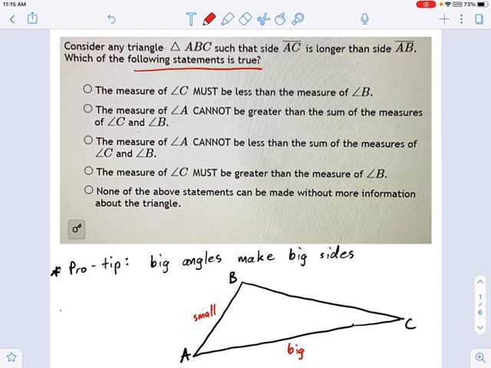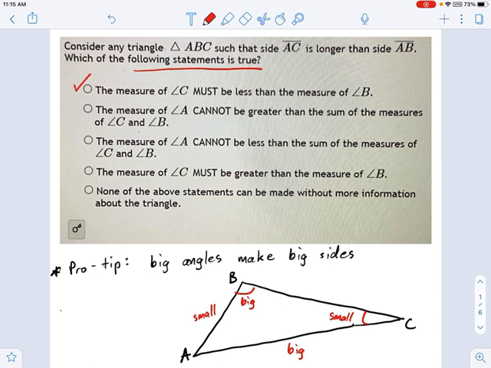Meaning the only thing I know about this triangle, I don't know anything about BC, right? BC could be long or short. The only thing I do know about this triangle, though, is that this angle right here is big, not necessarily the biggest, and that this angle right here is small, but not necessarily the smallest. So the measure of C must be less than the measure of B? Yeah, that's true. That is definitely a true statement.